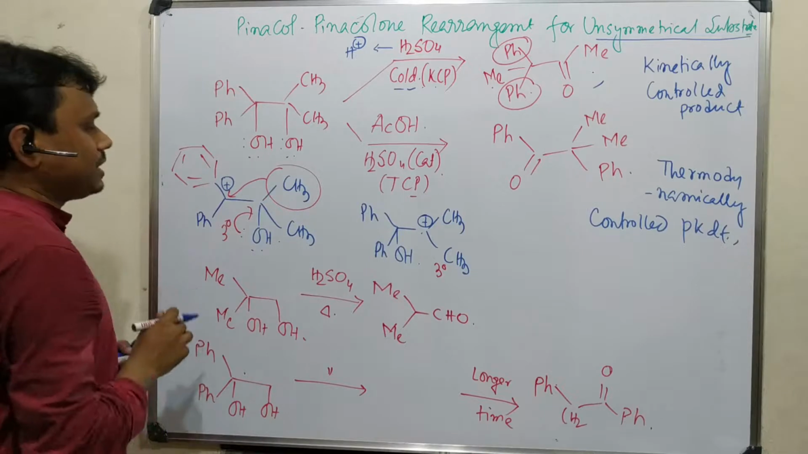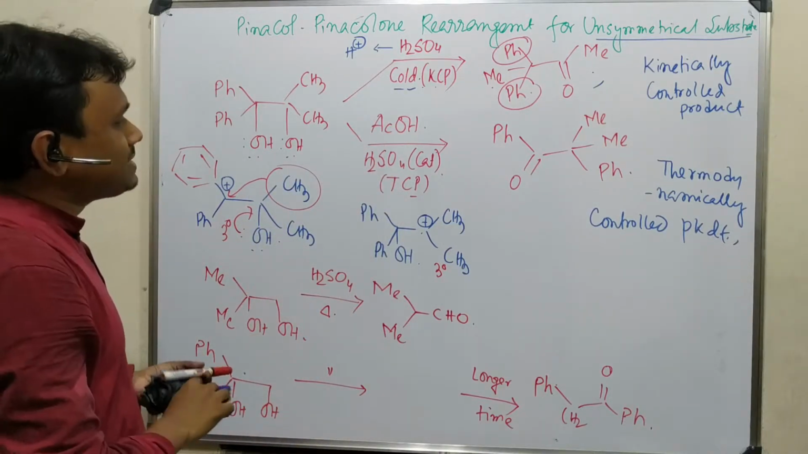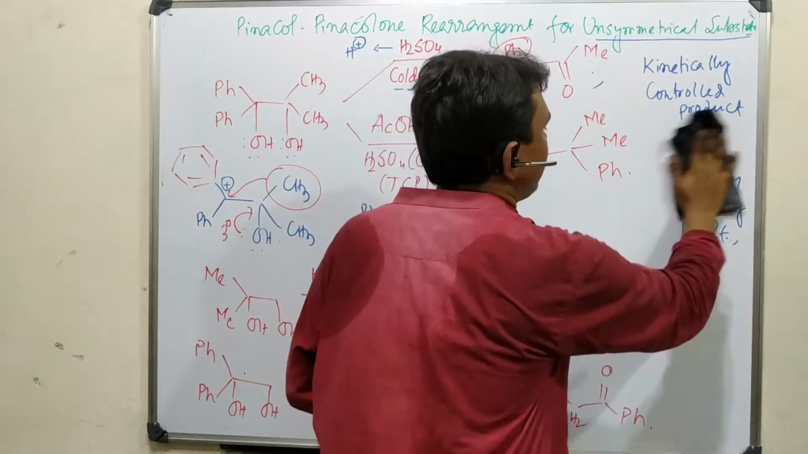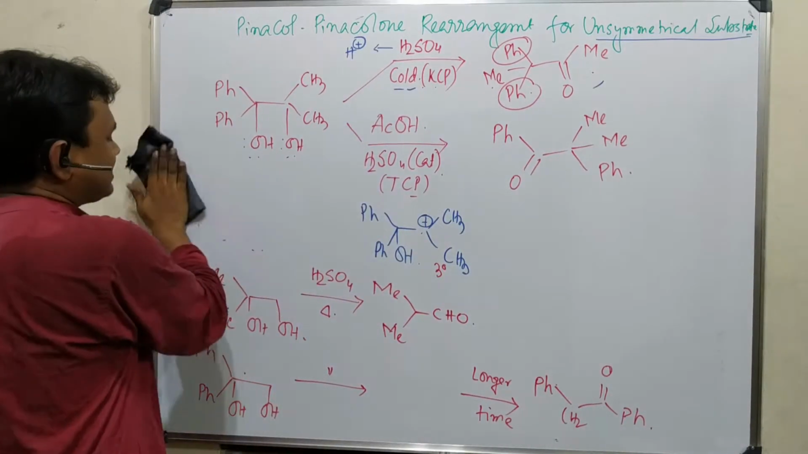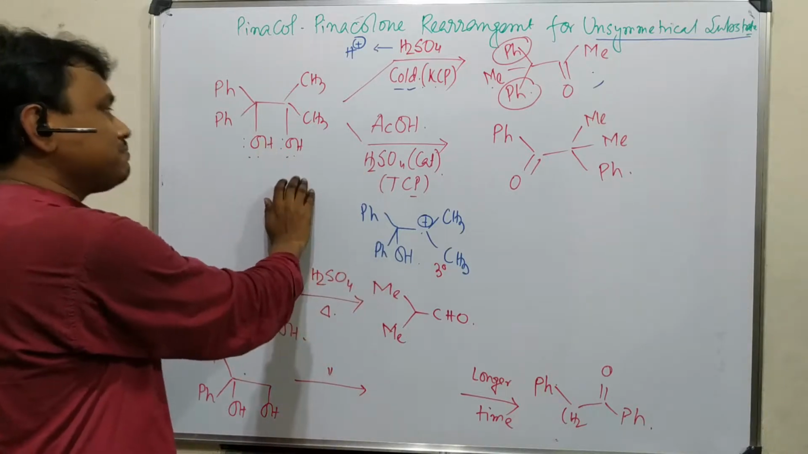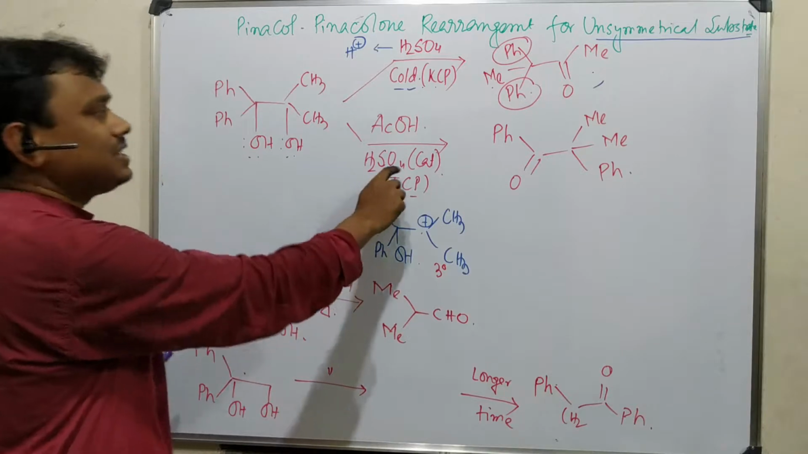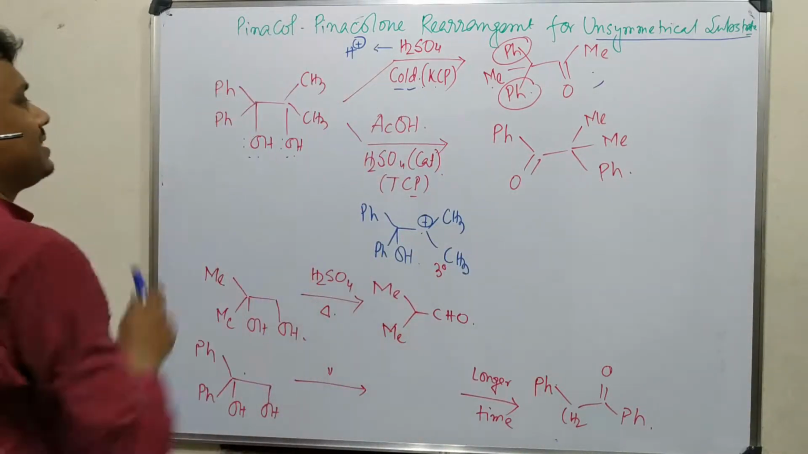Now see here, in acetic acid with a catalytic amount of sulfuric acid, another thing is happening. The question is how this is happening. This group is leaving, the carbocation is generating here, then phenyl is migrating, and only this is possible. It's true, but how do we understand this factor?